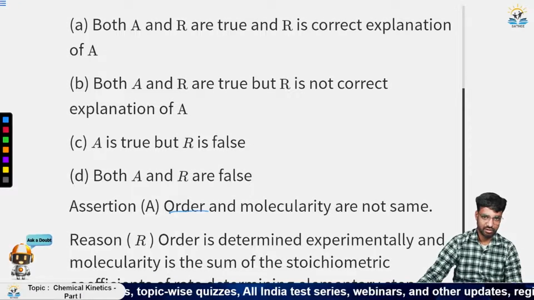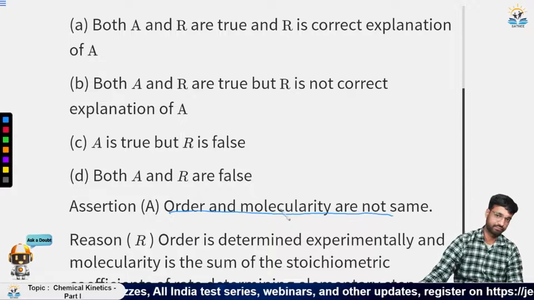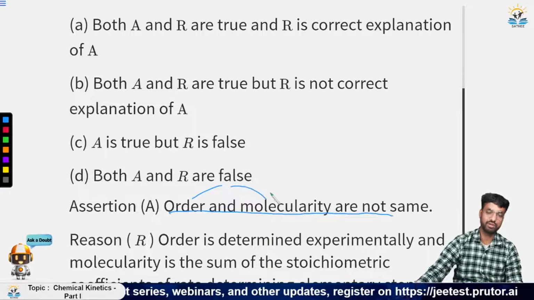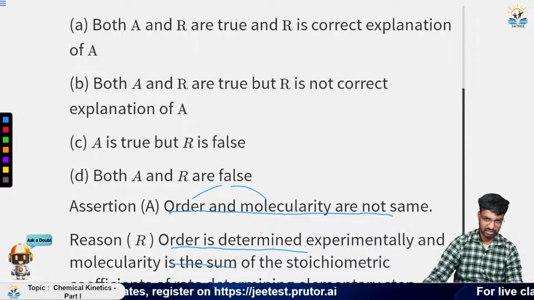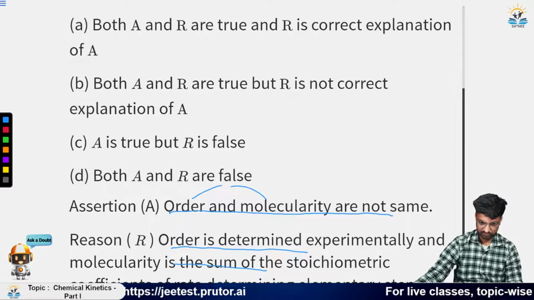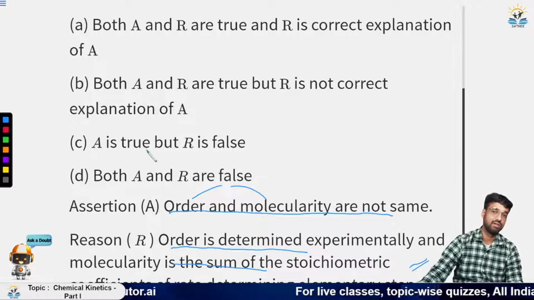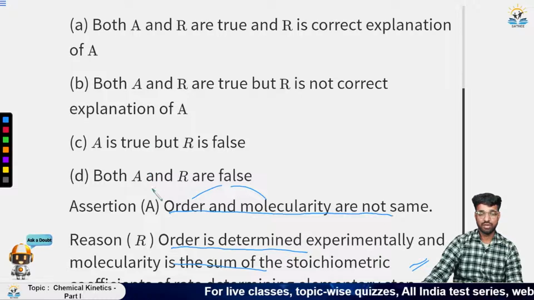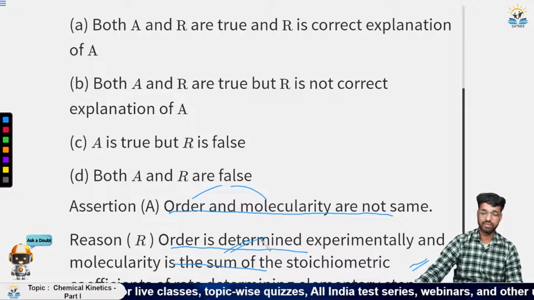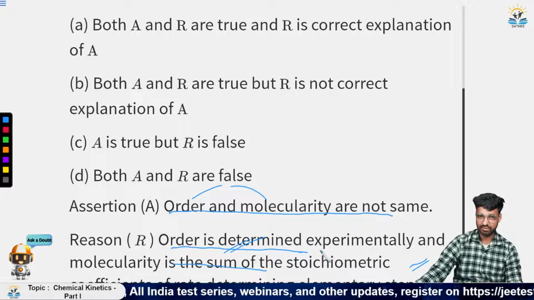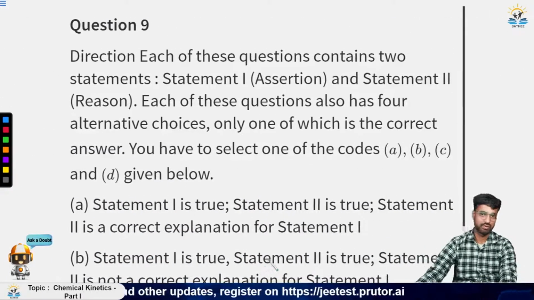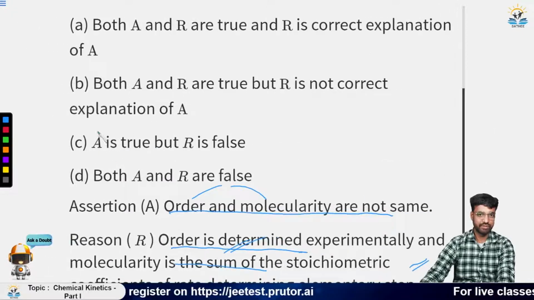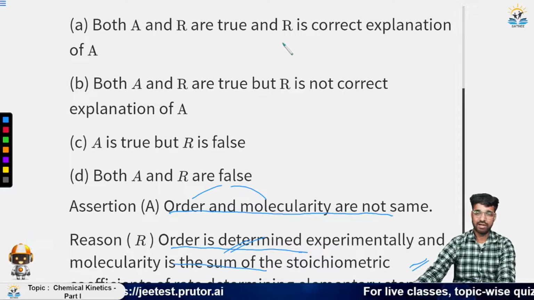The first statement says that order and molecularity are not the same. Yes, it is very true that order and molecularity are not always the same. Order is determined experimentally, and molecularity is the stoichiometric coefficient of the rate determining step. So the statement is very correct. Order is the experimental quantity, determined in complex reactions not so easily, but molecularity is simply the sum of the stoichiometric coefficients of the RDS. So the answer should be both A and R are true, and R is the correct explanation of A.